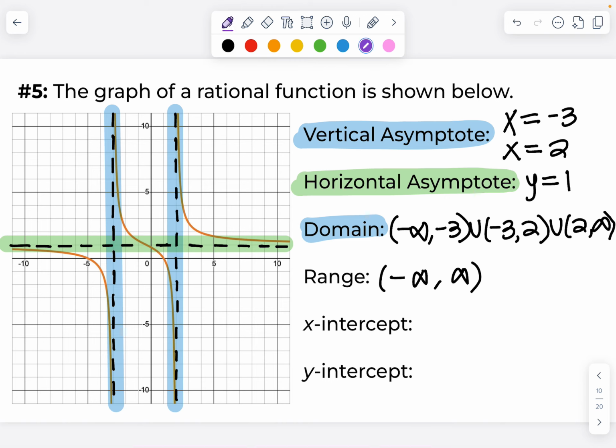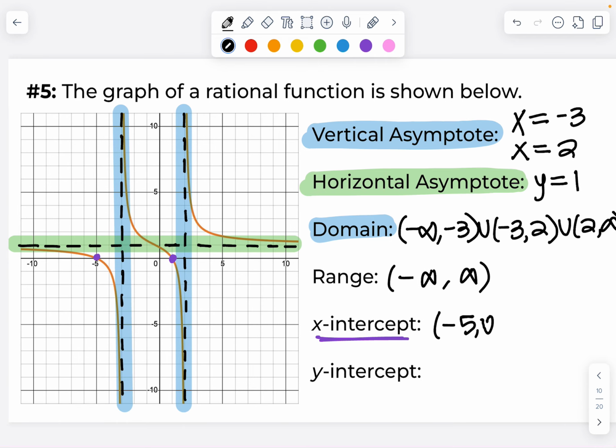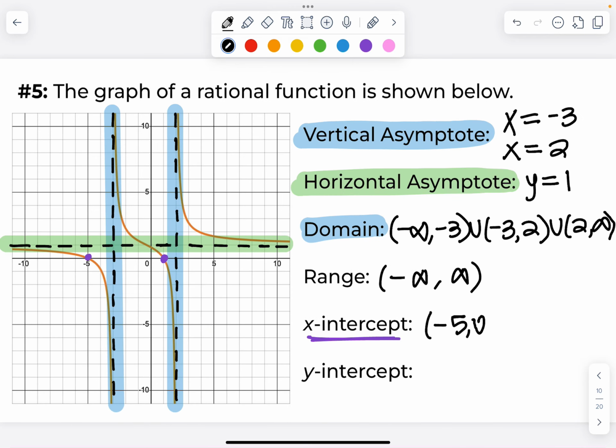All right, now let's look at my x-intercepts. My x-intercept is where I cross my x-axis. So it's going to be this point right here and this point right here. Those points are going to be at -5, 0, and then also at +1, 0. Those are my two x-intercepts.